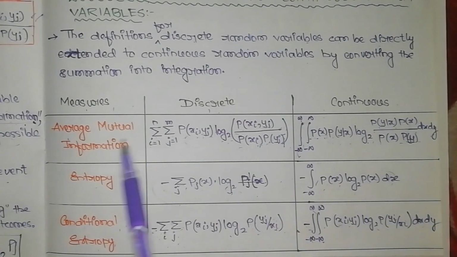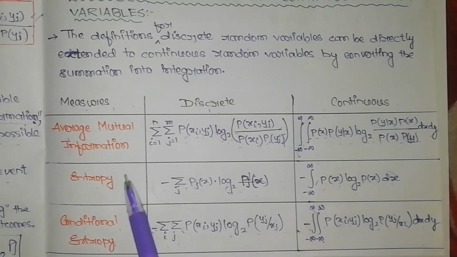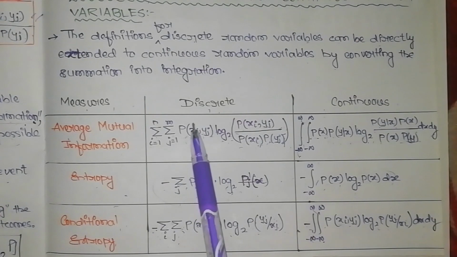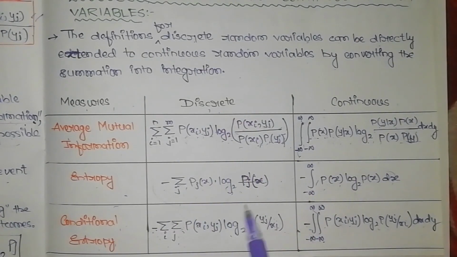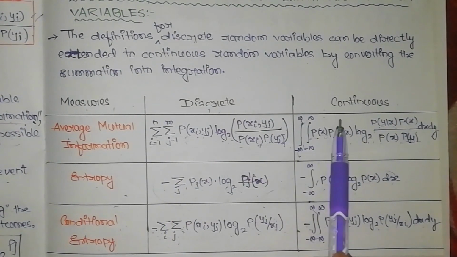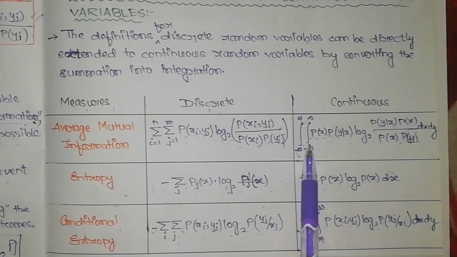So from the given table you can observe that for almost every measure the discrete and the continuous formulas are almost the same, but the summation in the discrete form is converted into the integral in the continuous form.